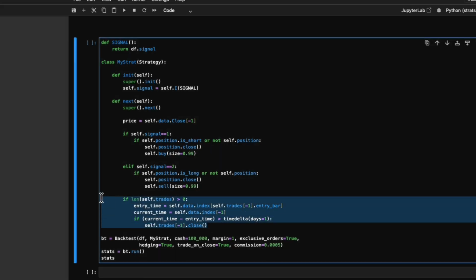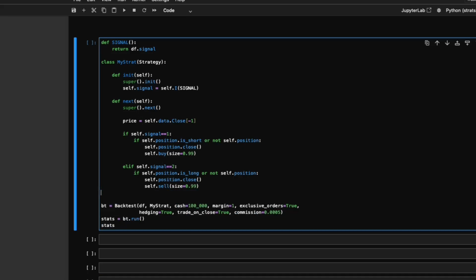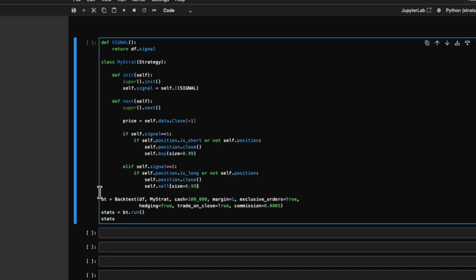Let's run a backtest. So I've pasted all of my backtesting scripts into the code book. And I don't need this block because we are not going to sell after a certain period of time. And we're not going to trade on the close. We trade on the open following a buy or sell signal.